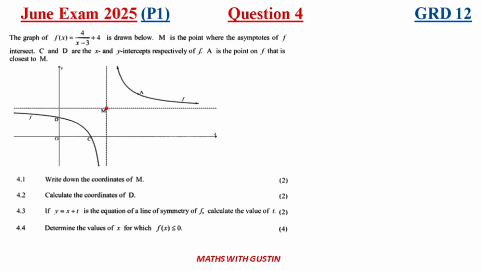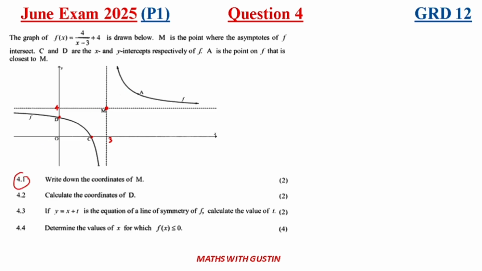So now let's have a look at this point here. It is easy. If we have a look, here is P and Q. So therefore this is 3, and then this should be 4. Okay, and then they said C and D are the x and y intercepts respectively on f. We see D there, and then we also see right there A. It is a point on f that is closest to M. All right, then we can see that.